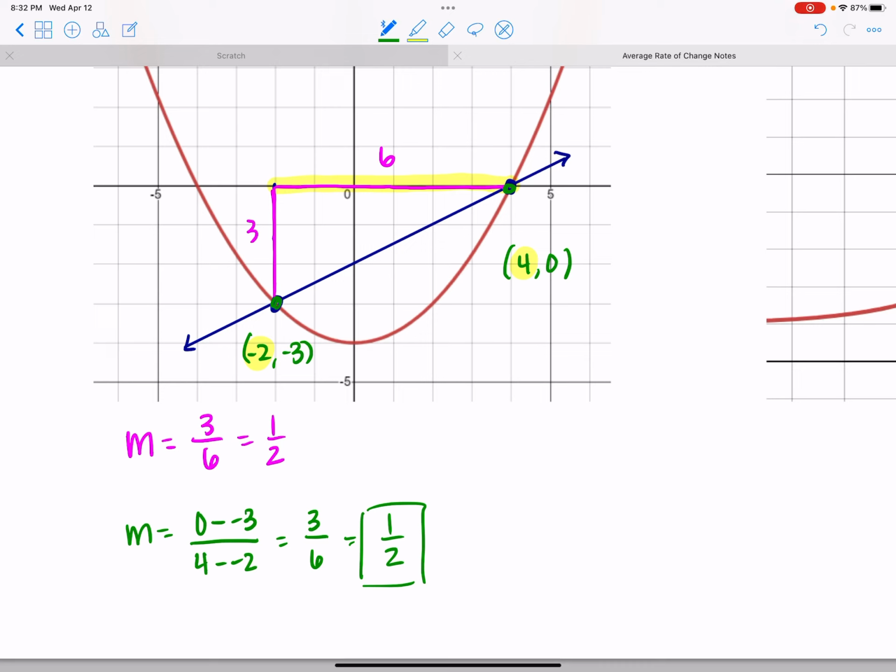And it hopefully makes sense that the slope here is positive. So in this parabola, over this interval, we have a decreasing portion here, but most of the graph over this interval is increasing. So positive sort of makes sense for an answer, okay?